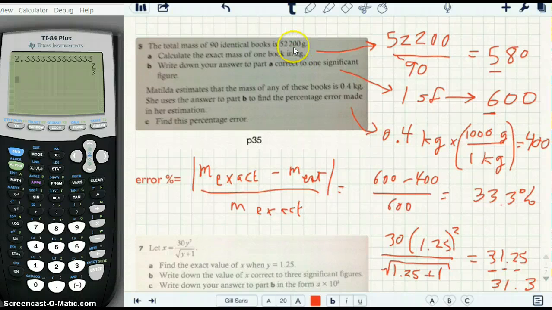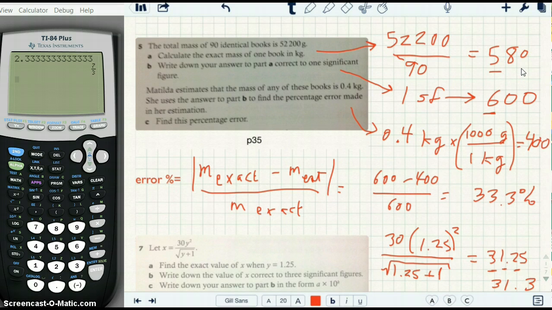Okay, so the only tricky part of this is changing from grams to kilograms, because figuring out how much one book weighs is pretty easy, right? You just take the total weight, 52,200 grams, and you divide it by the number of books, 90, and that gives you the weight of one of the books. And so 52,200 grams divided by 90 gives you 580 grams.